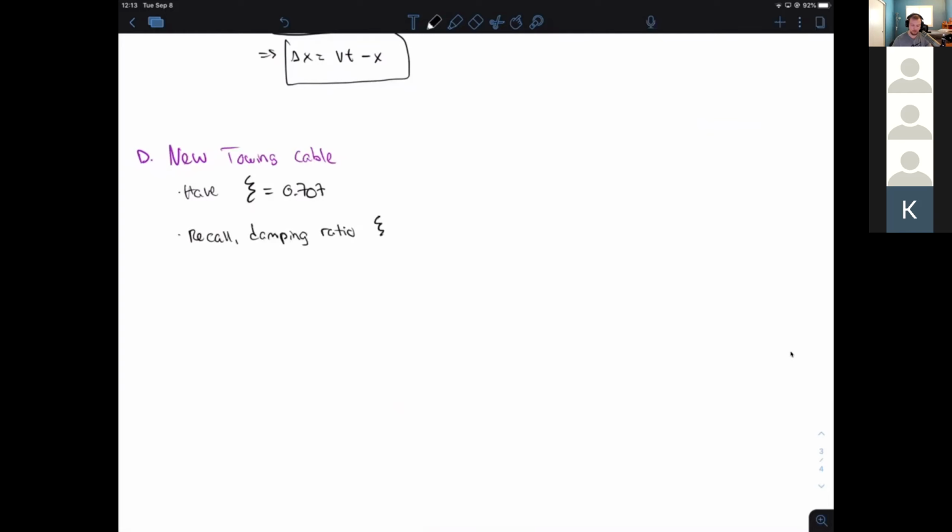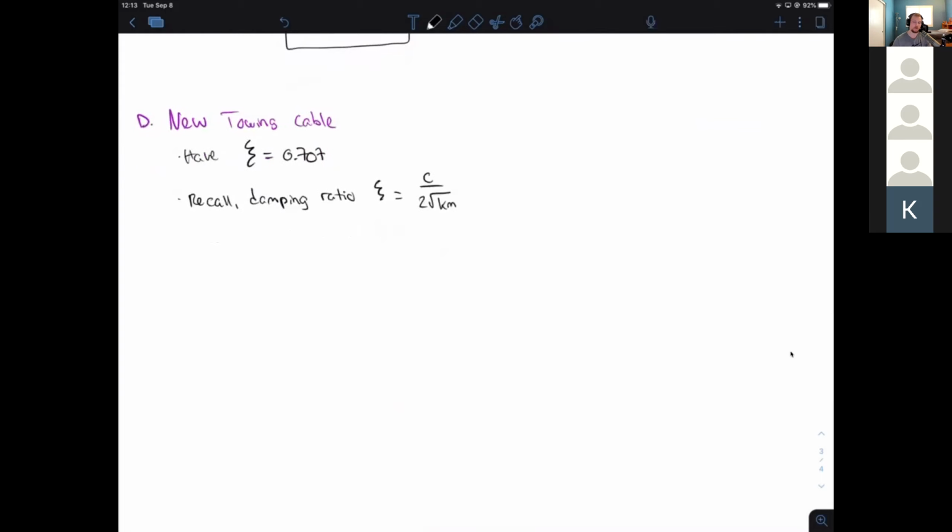So damping ratio ζ equals c divided by 2 times the square root of k times m. And then we want to solve for this new k2, so then we can find the new cable length. So let's rewrite this right now to solve for k2.